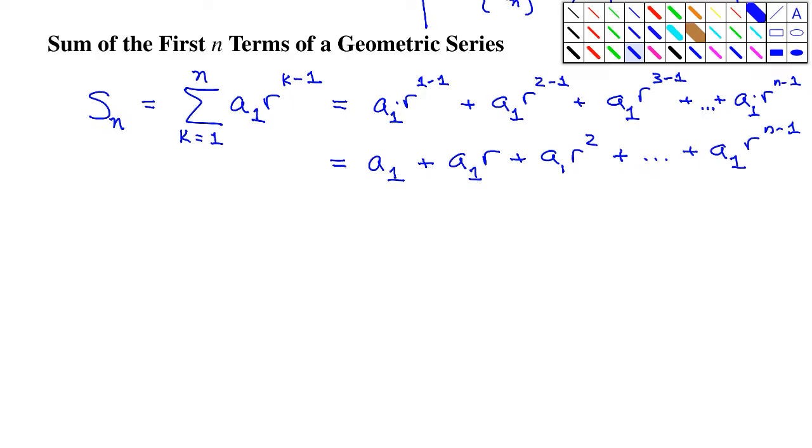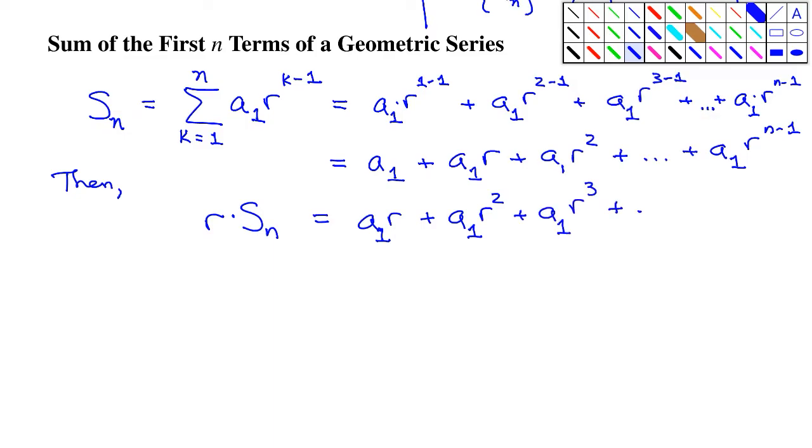Now to develop the formula, I need to pull a little trick here. So we say then what we want to calculate is r times s sub n. So I'm just going to take all the terms from the previous line and multiply them by r. The first one, we just tack on an r, a sub 1 times r. But for the second one, r times r becomes r squared. For the third one, r squared times r becomes r cubed, and so on. And our last term now becomes a sub 1 times r to the n, because r to the n minus 1 times r is r to the n.